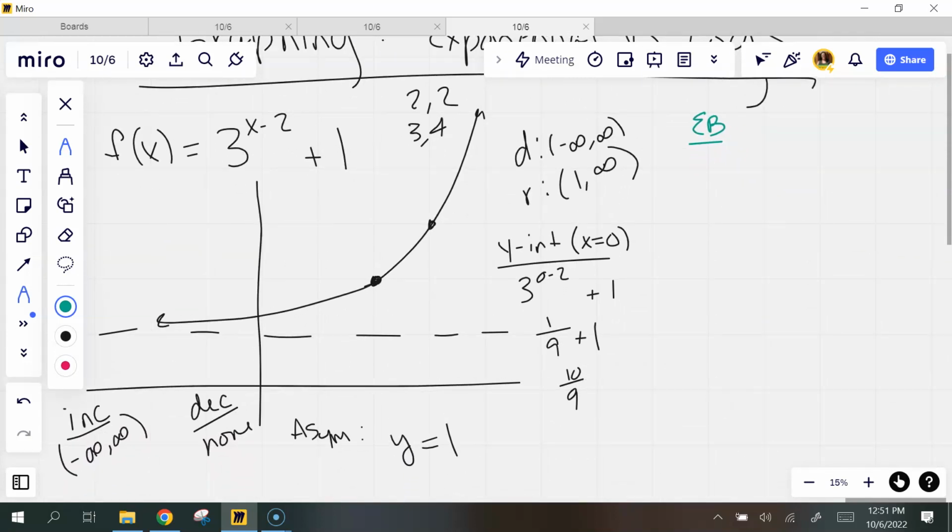In behavior, yes, this is exponential versus logarithmic. We've already done exponential, but I'm going to show you how it ties into logarithmic. That's why we're graphing this one first.